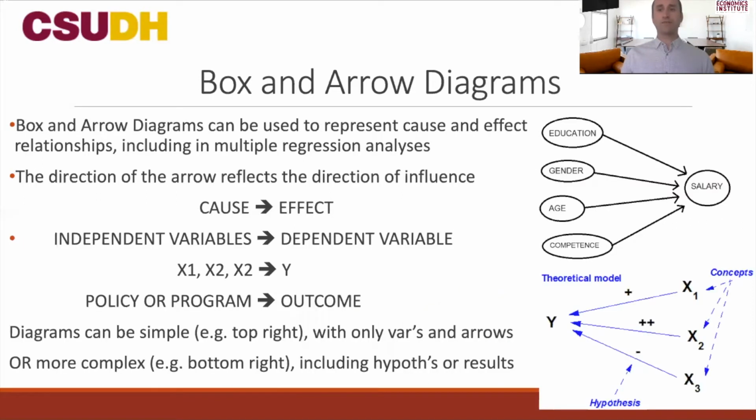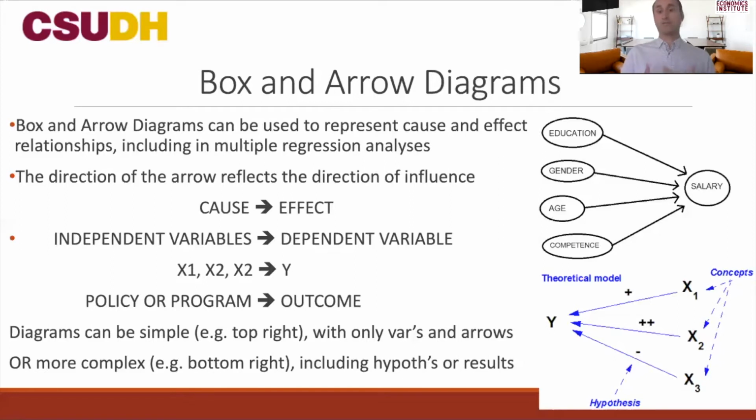Now, causal relationships are important for any class in the MPA program. We're often interested in what are the effects of the things that we're doing. But particularly in 506, box and arrow diagrams can be really useful to represent cause and effect relationships, including in multiple regression analyses that are used in that class. So the direction of the arrow reflects the direction of influence. The cause leads to the effect. The independent variables are leading to the dependent variable. Variables x1, x2, independent variables are having an effect on the y dependent variable. The policy or program results in an outcome within society.